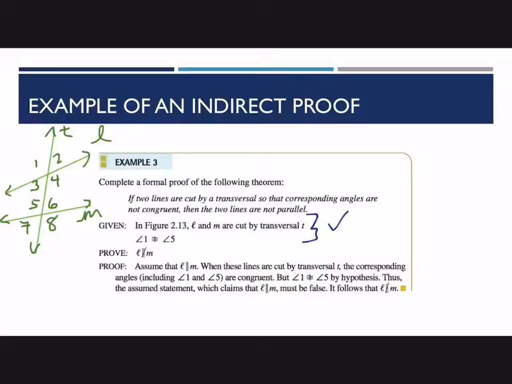So instead of working with what we don't have, we're going to assume the opposite of Q. Here's P, this is Q. We're trying to prove L is not parallel to M. So we're going to assume temporarily that not Q is true, in other words, that L and M are parallel. Well, now that gives us some stuff to work with. When these lines are cut by transversal T, the corresponding angles, including 1 and 5, are congruent. That is postulate 11 from the book.